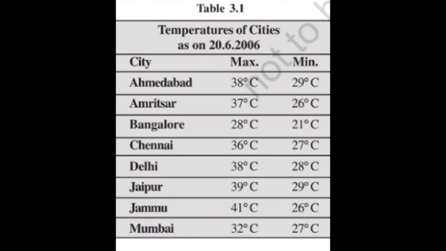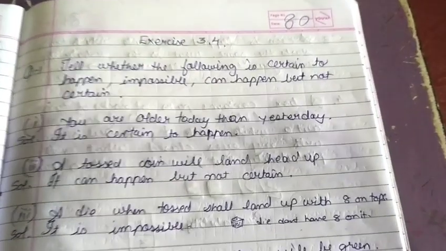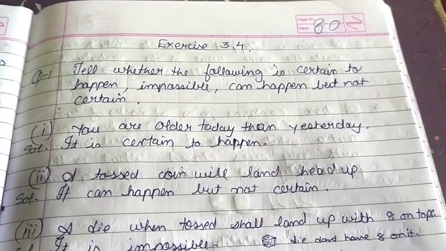Delhi, there is a difference of 10 degrees Celsius. Jaipur, there is a difference of 10 degrees Celsius. Jammu, there is a difference of 15 degrees Celsius. Mumbai, there is a difference of 5 degrees Celsius. Now we can say that Mumbai is the city which has the least difference between maximum and minimum temperature, that is 5 degrees Celsius. Let us start our next exercise, that is 3.4.